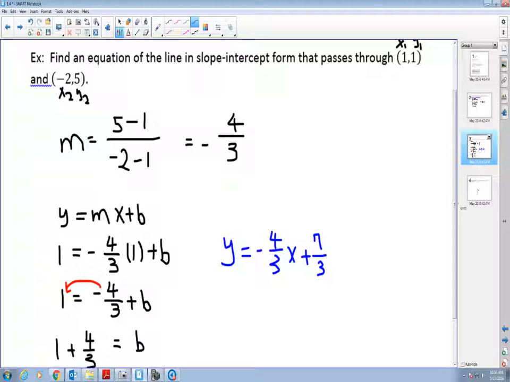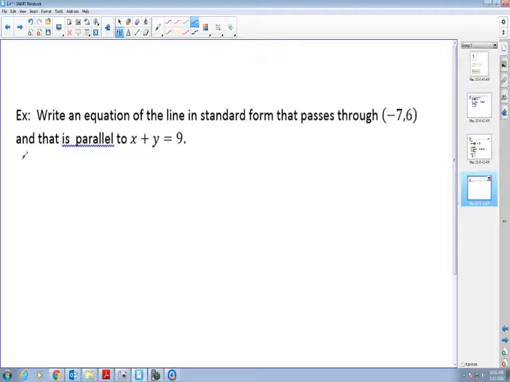Alright, let's try another example. This example says to write the equation of the line in standard form that passes through the point negative 7, 6, and the line is also going to be parallel to another line. So basically I already have one line drawn, and the equation of the other line is going to be parallel to it. As you can recall, parallel lines means the slopes are the same. So we will need the other equation to help me figure out what the slope is.